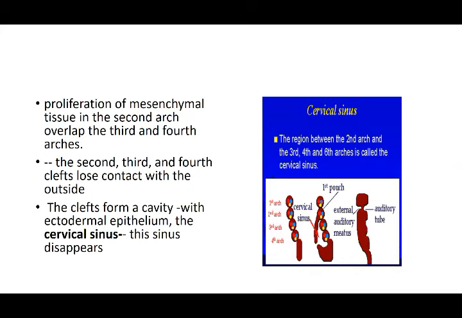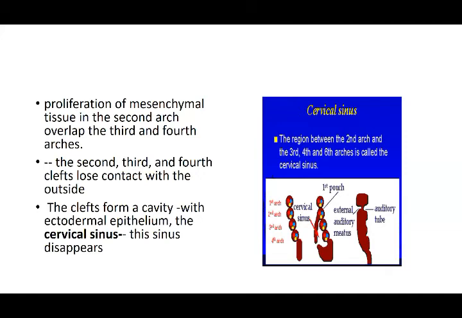So the third and the fourth clefts lose their contact with the outside. If you see the third and the fourth in this diagram, the clefts form a cavity with ectodermal epithelium, the cervical sinus. This sinus ultimately is going to disappear, and you can see in the third picture that the outer surface of the pharynx becomes smooth. The first step was this first picture, then the second one, that is just the first one has formed the external auditory meatus, as you can see finally, and the second overgrows the third and the fourth, makes the outer surface smooth, and so your pharynx on the outside becomes smooth. So that is all what the pharyngeal cleft does.